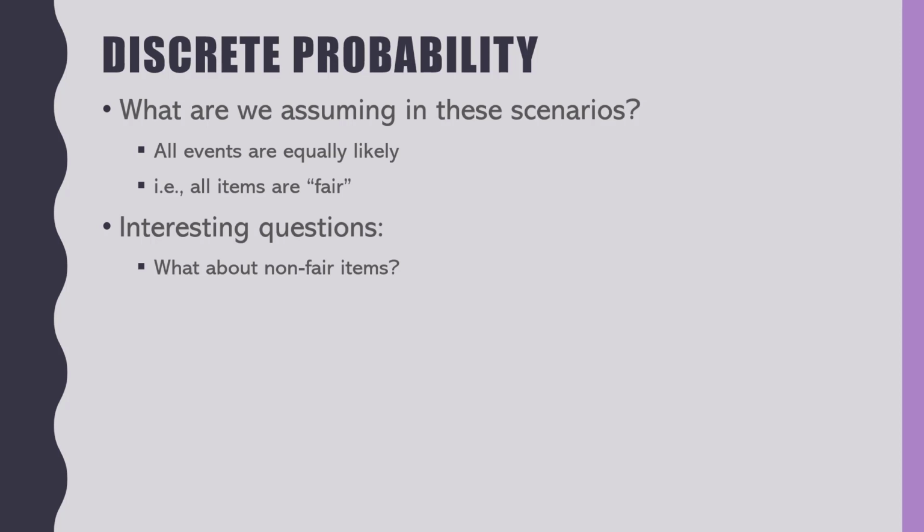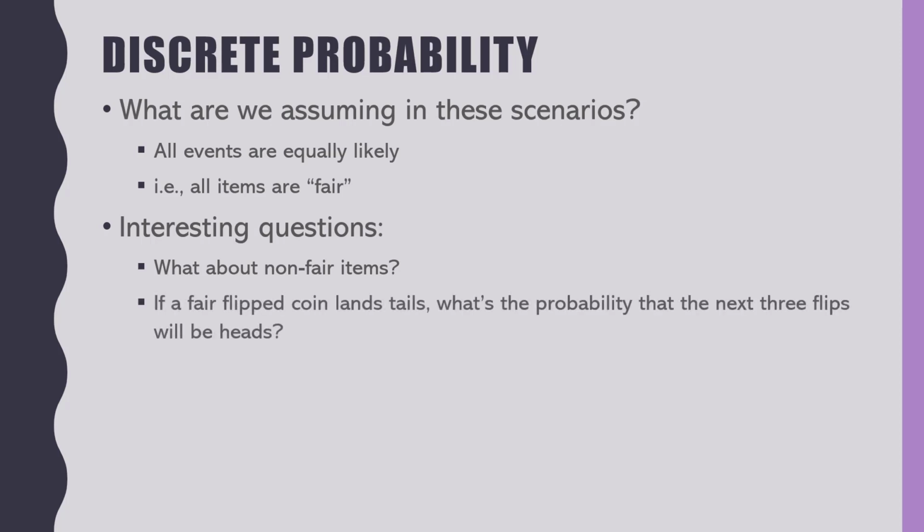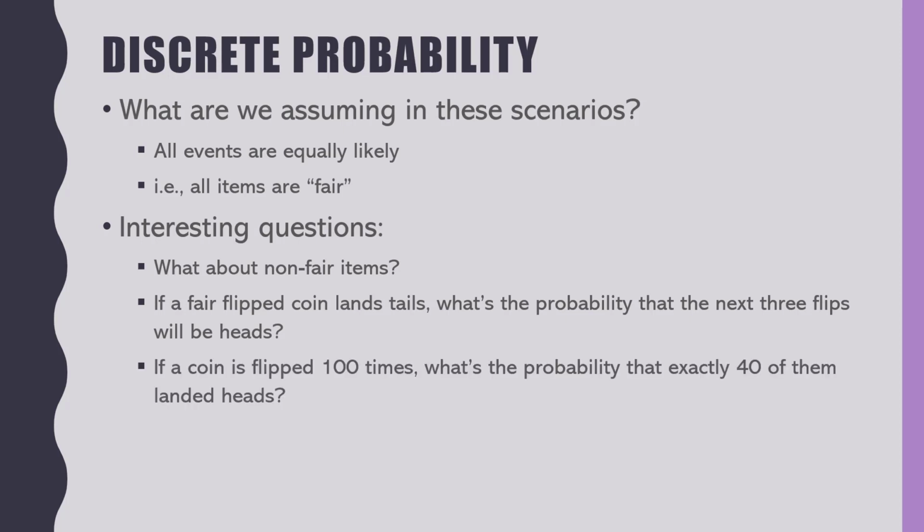All right. What about non-fair items? What about weighted coins, loaded dice, right? Decks of cards that are stacked against you because the magician can influence which card you're going to pick, right? These are all things that are in my repertoire, all right? So if a fair flipped coin lands tails, this is an interesting question. It's a new question. If we flip a coin, it lands tails, it's a fair coin. What's the probability that the next 3 flips will be heads? Okay, and I'm not going to answer that right now. We're going to talk about these kind of questions. If a coin is flipped 100 times, what's the probability that exactly 40 of them will land heads?